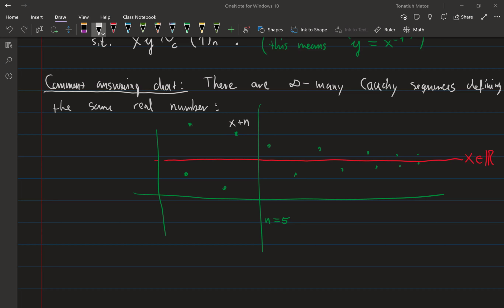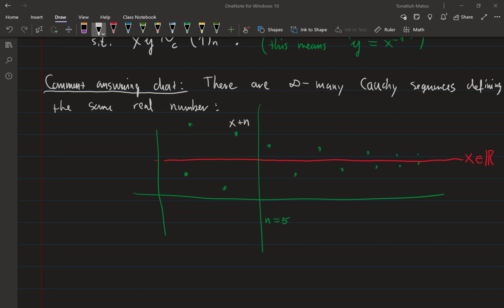Okay, so here's a question. Is the number of ways that we can represent this uncountable? That's a good question. The number of ways. Let me think about this for a second. Yes. Yes, it is.